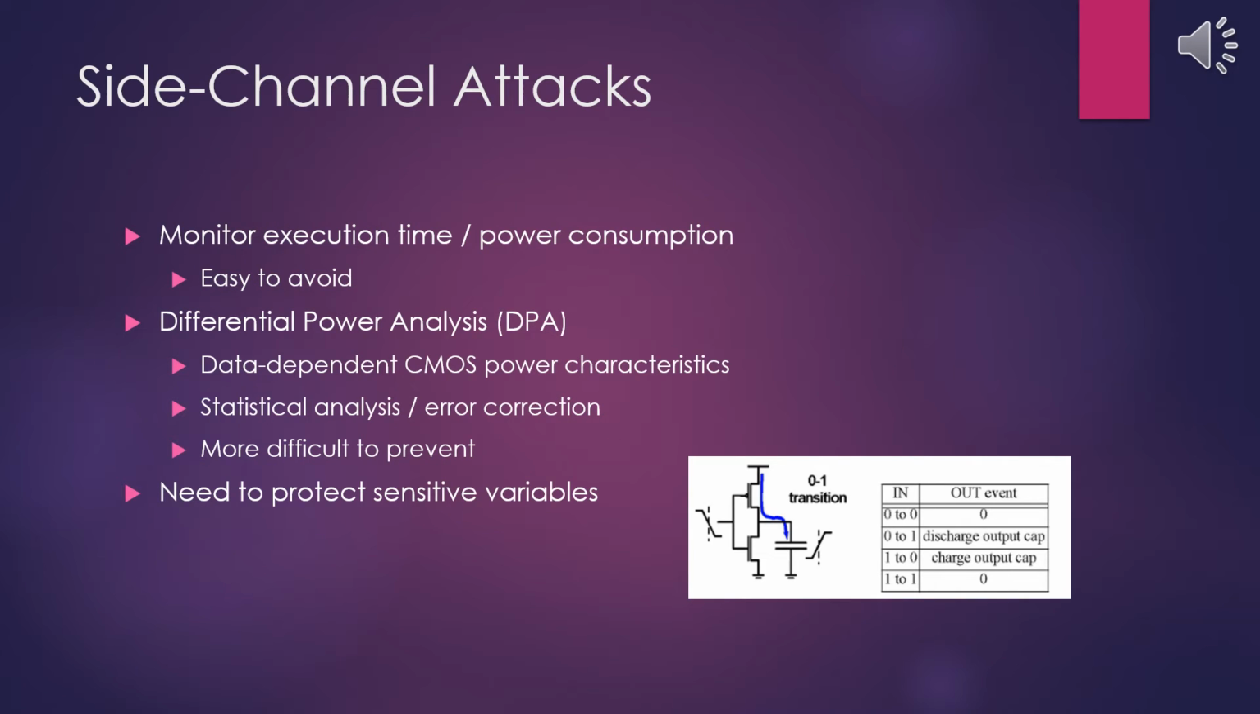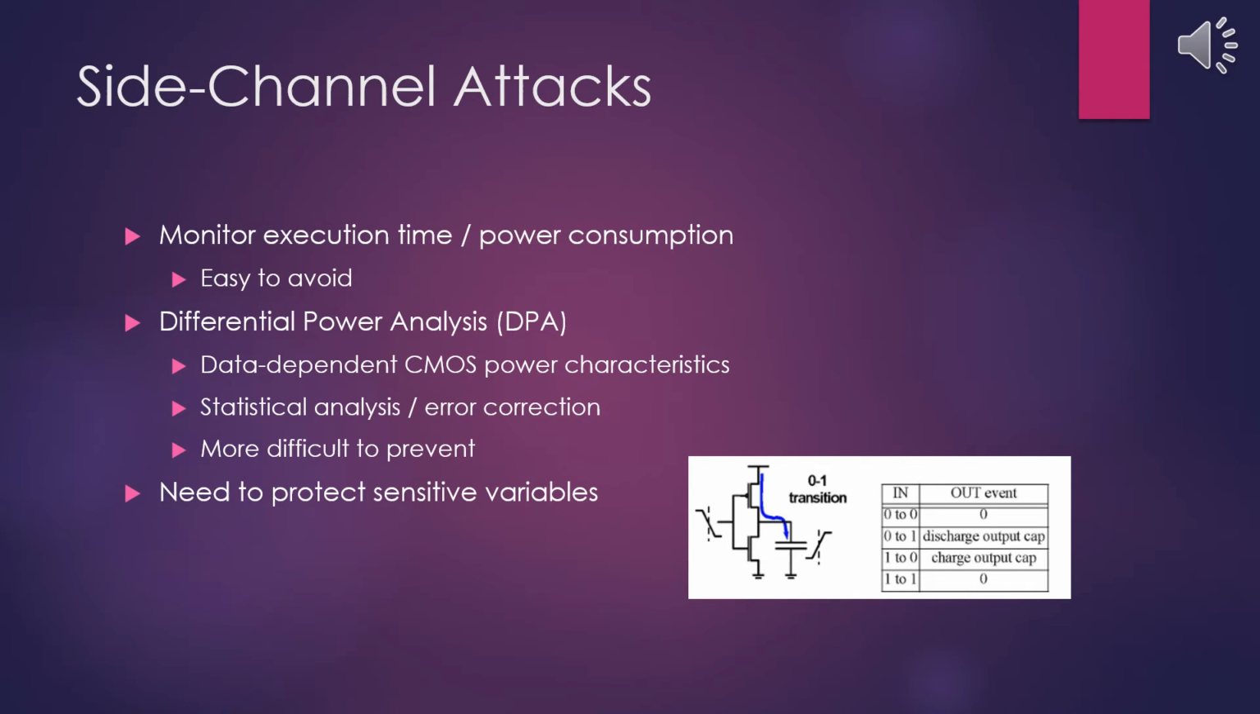Side channel attacks that monitor execution time or power consumption are relatively easy to avoid by balancing capacitances so that fluctuations in power are not data dependent, or by structuring logic so that all outputs arrive at the same time regardless of value. A more difficult attack, known as differential power analysis, exploits the inherent data-dependent characteristics of CMOS technology. As seen in the figure, depending on the change in input value, the response of the output capacitor is different. By monitoring the variance in these output capacitances, the input data can be read. This method relies on statistical analysis and error correction for optimization, and it is more difficult to prevent.